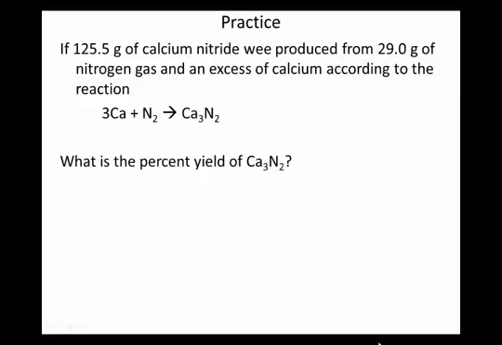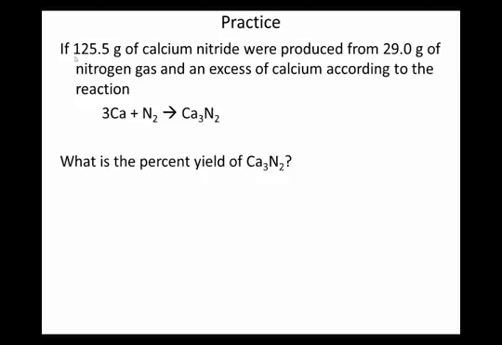Were produced, it should be. Here we go. So fix that typo. And here we go. Now, we have to take a look at this. There's two different numbers. We can't just slam every number down on the paper and just start from there. So I have 125.5 grams of calcium nitride were produced from 29 grams of nitrogen gas and an excess of calcium. What do you guys think is probably the actual yield? It's this. This is the product. This is how much product we got. This is how much product we actually measured.